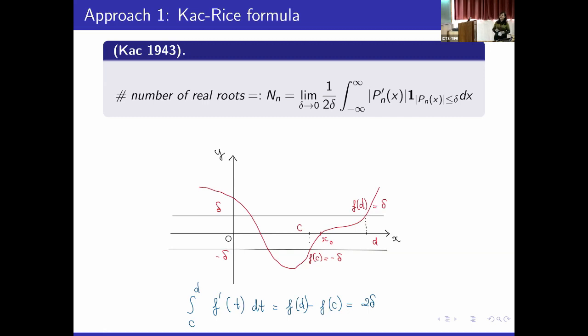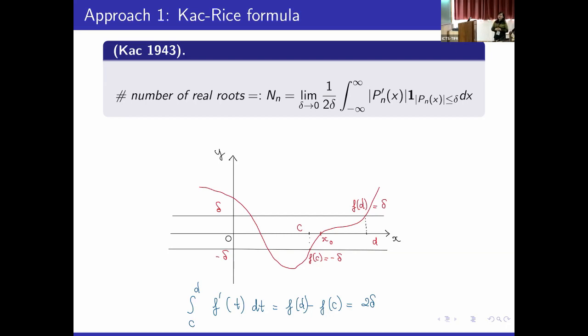So here is the starting point. A simple observation: for a polynomial Pn that doesn't have a double root, the number of real roots is given by this formula. It's the limit as delta goes to 0 of 1 over 2 delta times the integral of the absolute value of the derivative on the domain where the function is smaller than delta in absolute value.